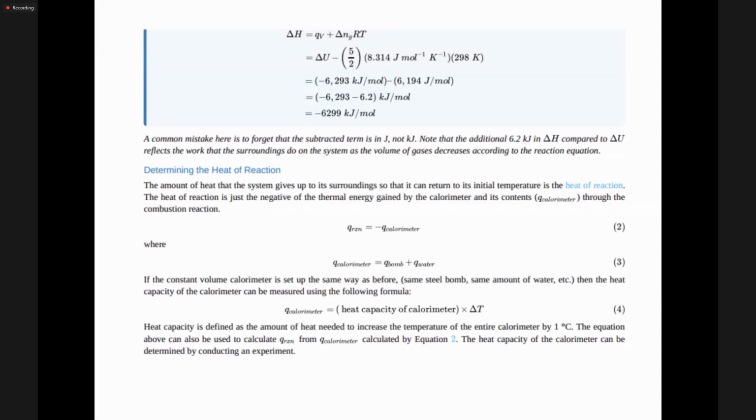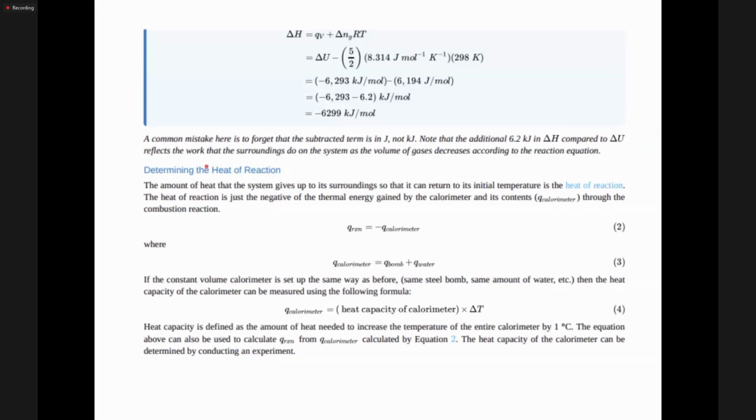So we cannot add those two components simply. We have to first convert this joule to kilojoule. So the joule value is minus 6194. If we convert it to kilojoule, it will be minus 6.194 kilojoule per mole. So if we add these two, 6293 and 6.2, we have got minus 6299 kilojoule per mole. That's why I've written it here. There is a common mistake here, that is to forget the unit conversion.